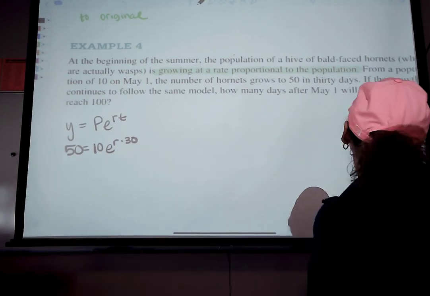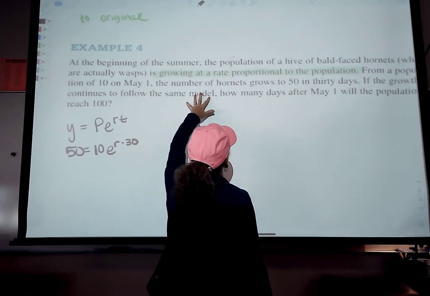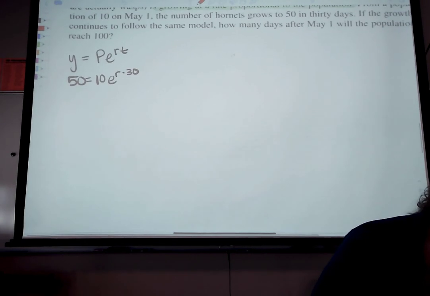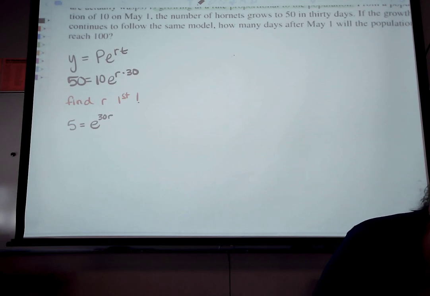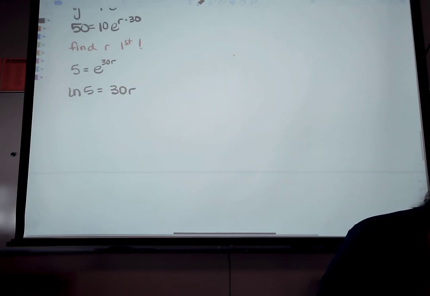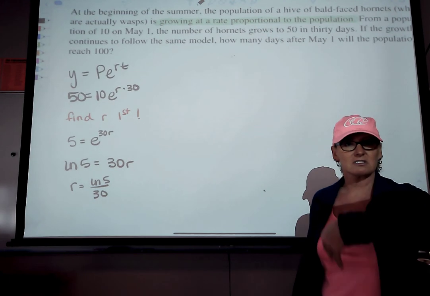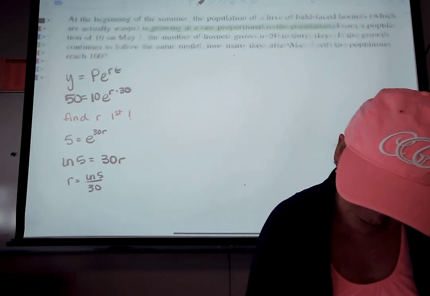I don't know. Let's see what else it says. If the growth continues, okay. So basically it's saying at the same rate, then let's answer this question. So yeah, we do need to find R first. Let's find R first. So I'm going to divide both sides by 10. I'm going to natural log both sides. I'm assuming that's going to be a very yucky decimal, so I'll just leave it like that. ln 5 over 30.